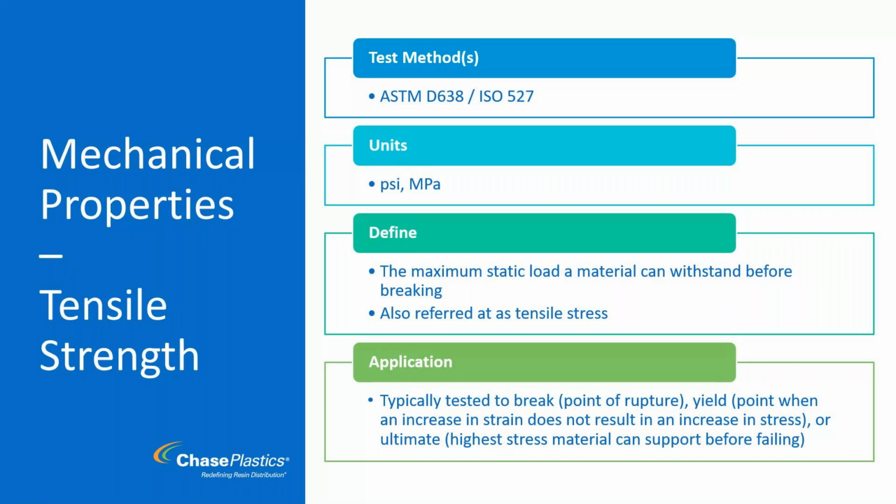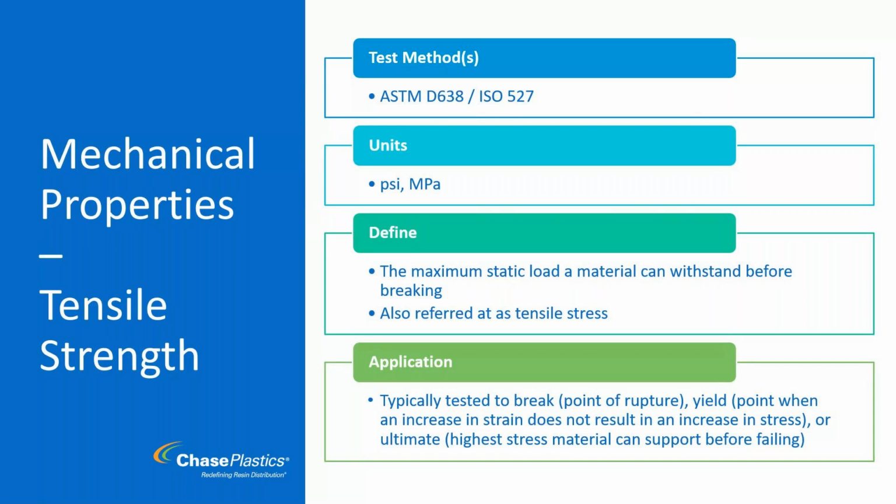So tensile load is if you are trying to pull it apart in opposite directions. I have a picture of an Instron machine showing that. It's also referred to as tensile stress. So in some of the charts or data sheets, it might say tensile stress instead of tensile strength. They mean the same thing.